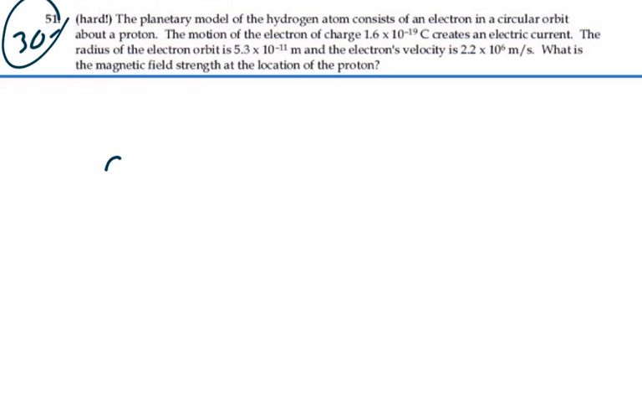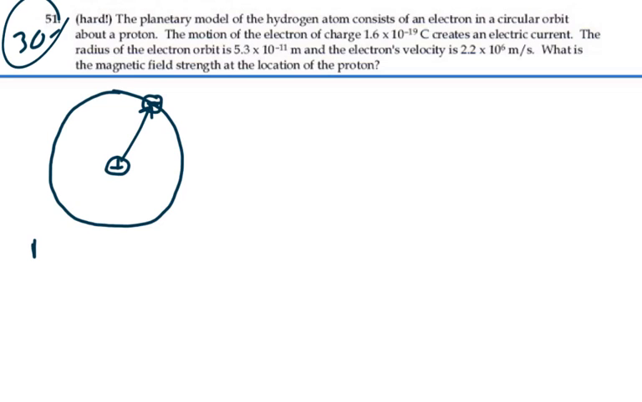Very interesting. So we have a proton, which is the center of the atom, and then we have an electron moving around it at some radius. Negative charge for the electron, and the radius we're given is half an angstrom, 0.53 times 10 to the minus 10 meters.